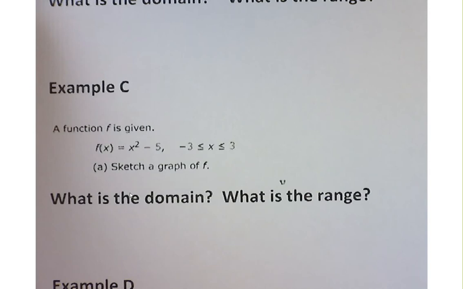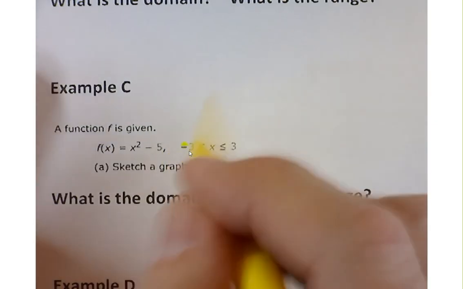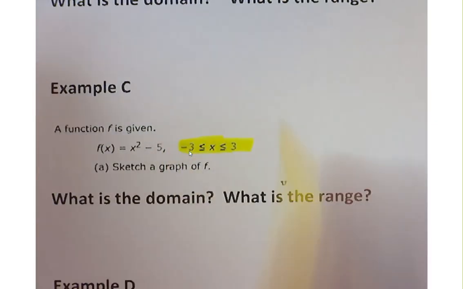Let's go down and work with example C. What's the domain? What's the range? Sketch the graph. So again, sticking with our graphing calculator, I'm going to plug this one into our graphing calculator. I only want the graph for a limited amount of values here, right? I want the graph for values of x between -3 and 3.